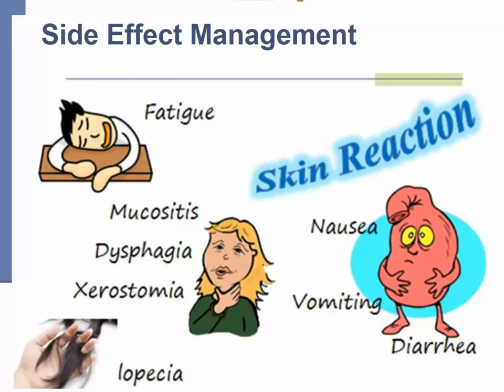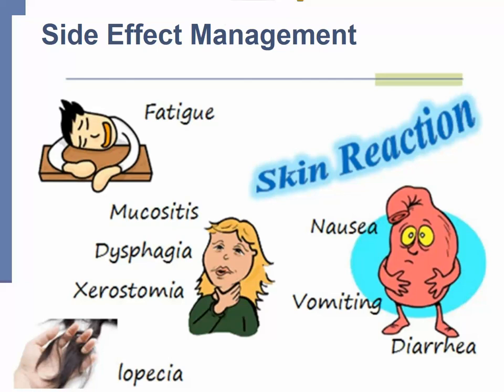So we wanted to take a few minutes just to talk about side effect management in the more common side effects. And the first one we're going to talk about is the skin reaction. Anyone receiving radiation therapy may develop a skin reaction within the treatment area. The severity of the reaction varies from person to person, from no noticeable change at all to blistering or breakdown of the skin.